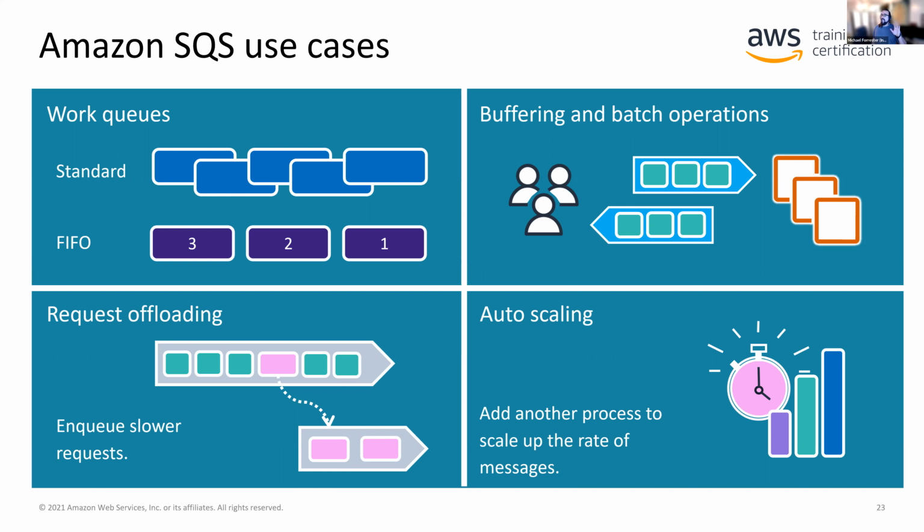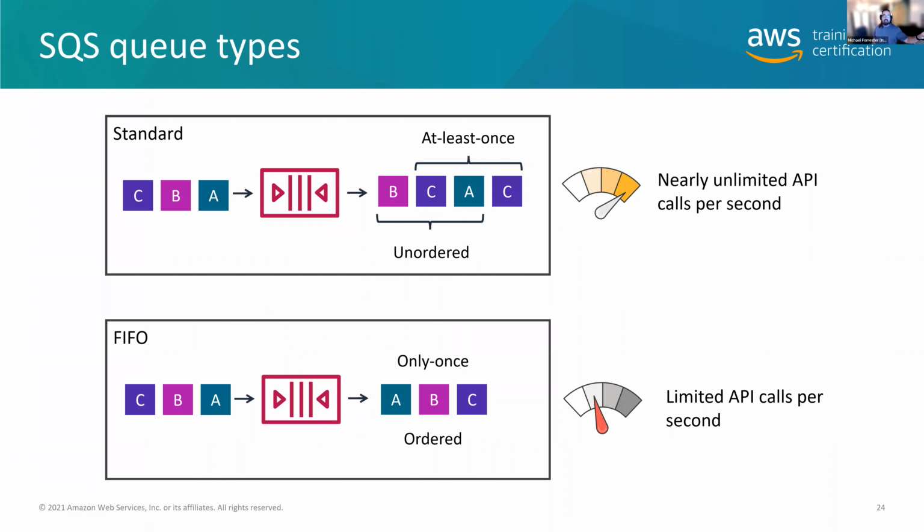This, by the way, is a highly managed service. You do not see any servers at any point in time. And you can have a standard queue, which means that things are processed at least once, but it is unordered. Or you can have a FIFO queue, which means things are processed only once and things are ordered. So as things are put in, that's the way they're processed.